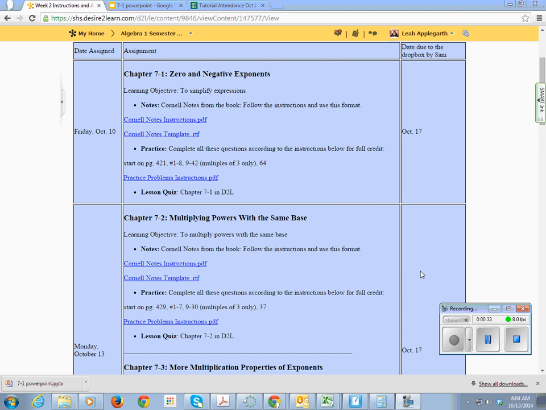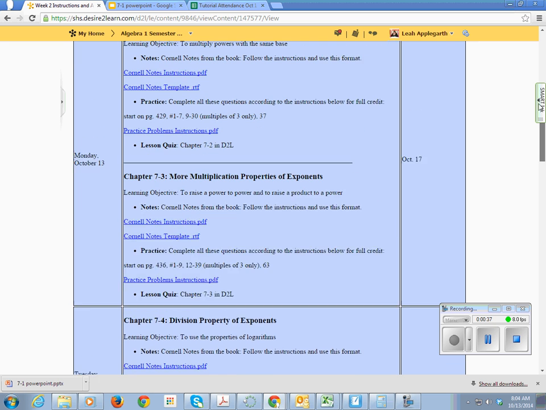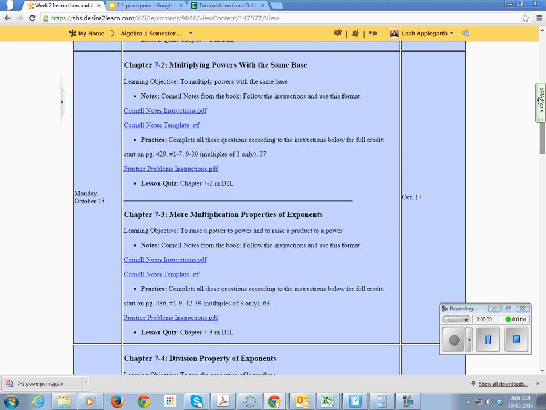Today's assignment is 7-2, multiplying powers with the same base, and 7-3, multiplication properties of exponents. So today, we're going to take notes on 7-1, 7-2, and 7-3 together. So you will have the notes done for three of the sections, and you'll be all caught up on the notes for today.